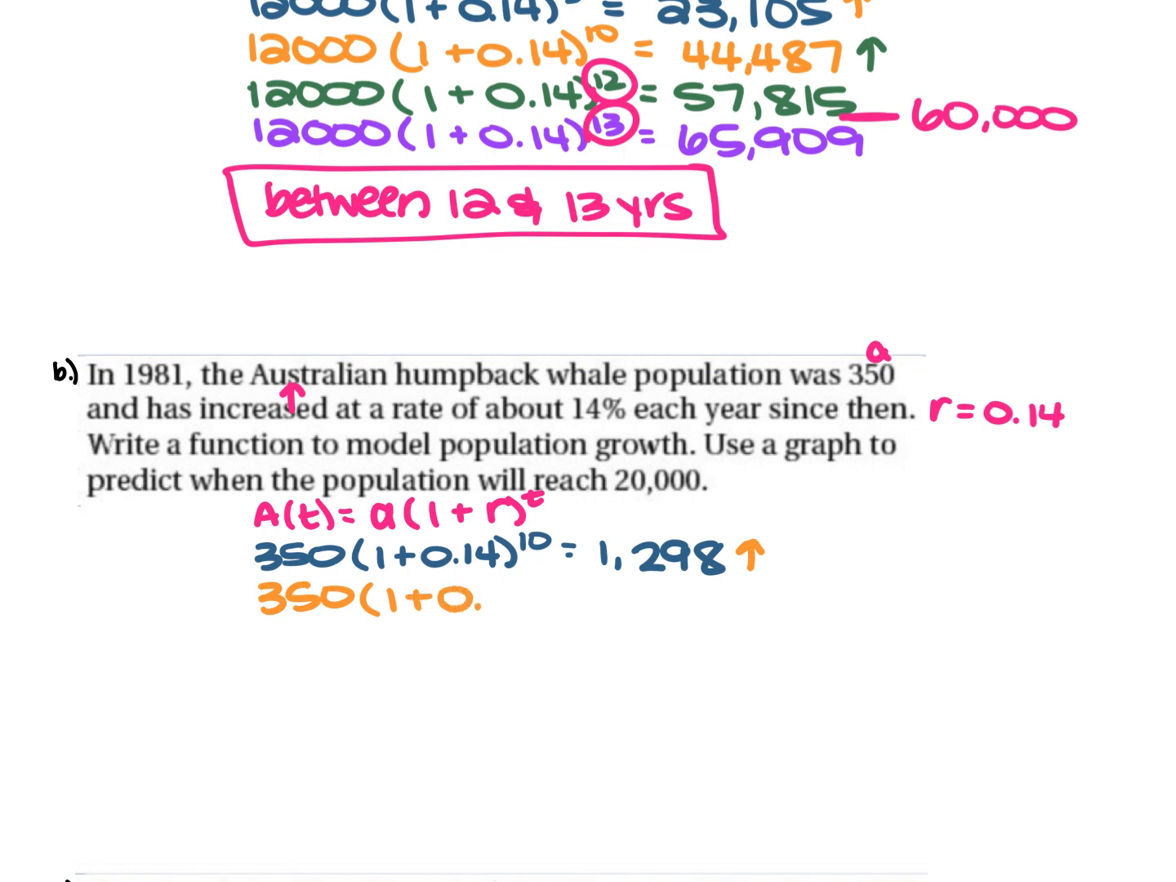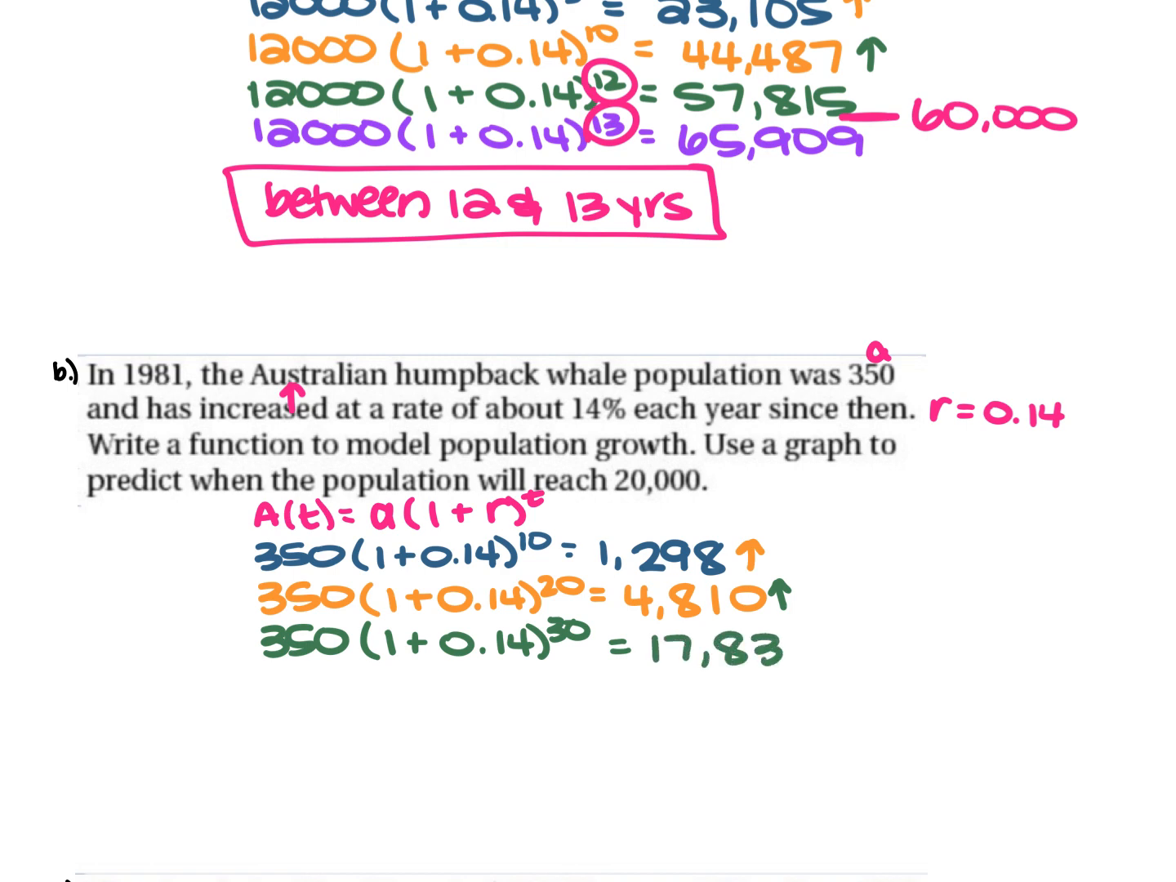So again, we're doing a huge jump here, so I'm going to go by 10 again and do 350 times 1 plus 0.14 to the power of 20. See where that gives me. And that gives us 4,810. So again, I'm going to jump another 10 with this because we're going pretty slow here. So we're going to do 350 times 1 plus 0.14 to the power of 30 and see where that gives us. This leaves us with 17,833.